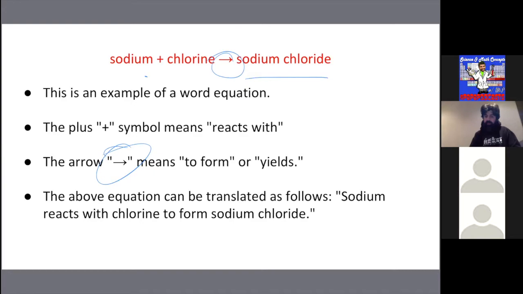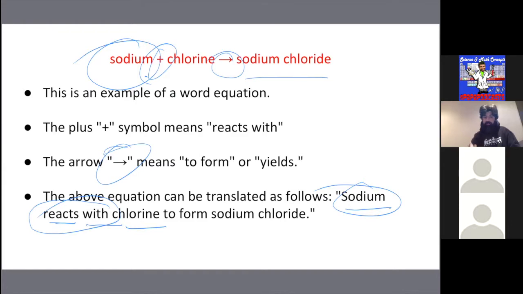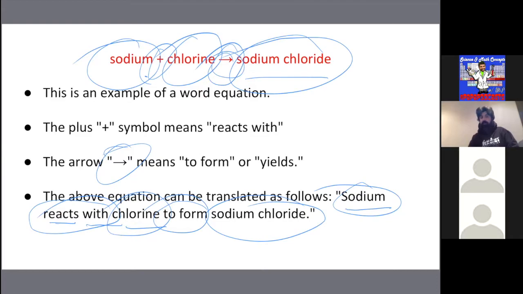If you look at the bottom here, sodium reacts with chlorine. So sodium reacts with, that's the plus, chlorine to form, that's the arrow, sodium chloride. There's the product. Other words, instead of "to form," I might use "yields" or "makes."